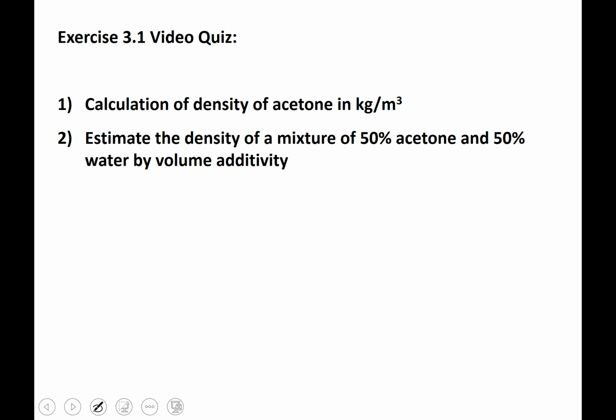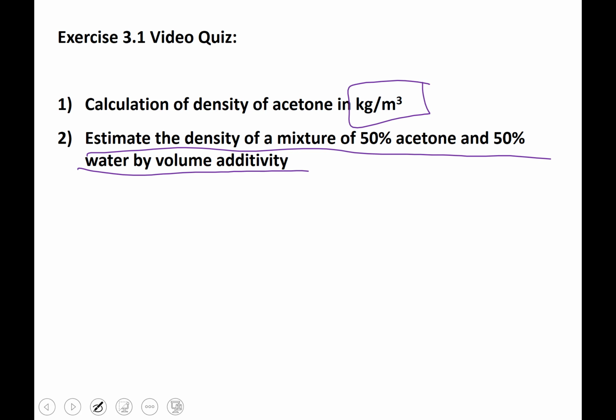So your quiz is to now calculate the density of acetone, and the units are given as kilograms per meter cubed, and then estimate the density of a mixture of 50% acetone and 50% water by volume additivity. That's in the video quiz. You can find it on Canvas.